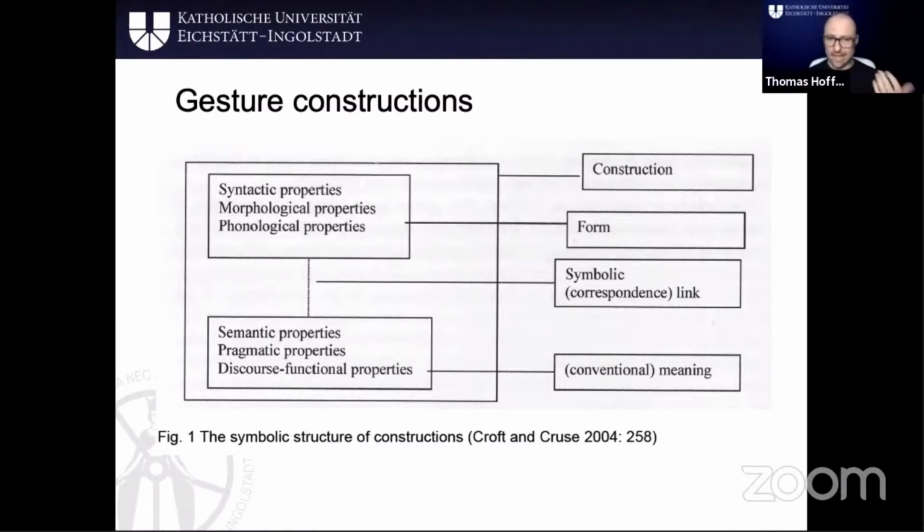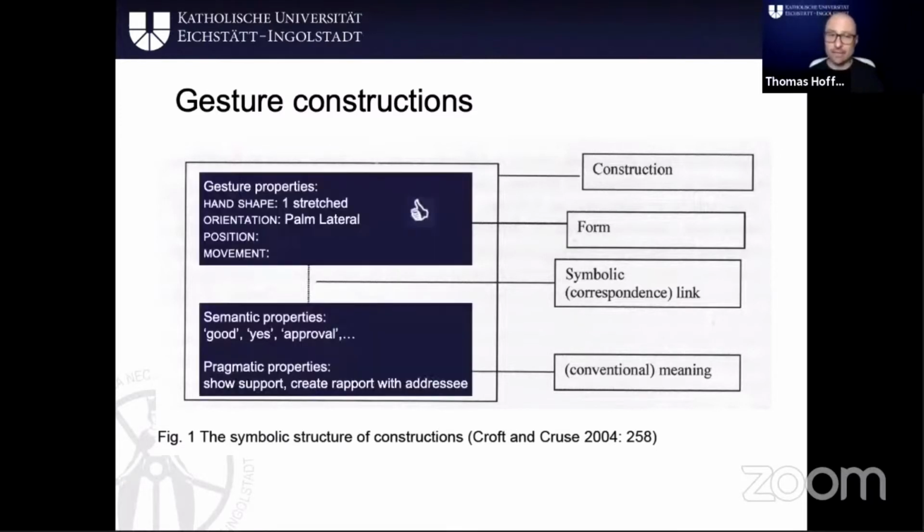So it has properties on the form level, but in this case, it's going to be gesture parts, and it's going to be linked to a meaning. So we can fit it into a constructional template, of course. This one is going to be stored. It's a unimodal construction that has the gesture properties.